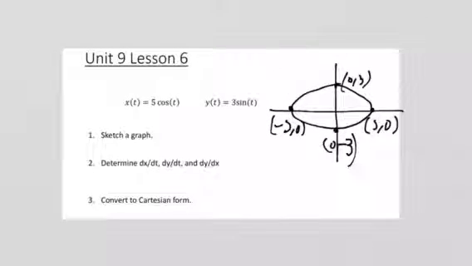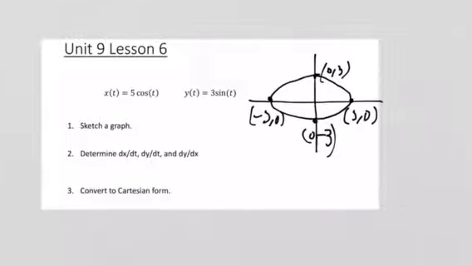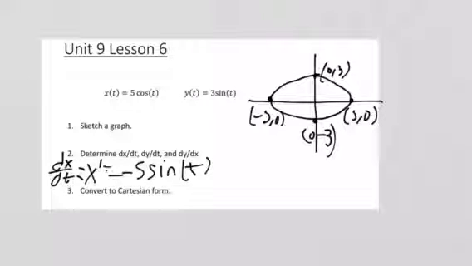So now determine dx/dt, dy/dt, and dy/dx. First, for dx/dt, I'm going to take the derivative of x with respect to t. Just to introduce some new notation here, I can also call this x prime. x prime is the same as dx/dt. So x prime is going to be equal to -5 sine t, since the derivative of cosine is negative sine. And then y prime is going to be 3 cosine t.